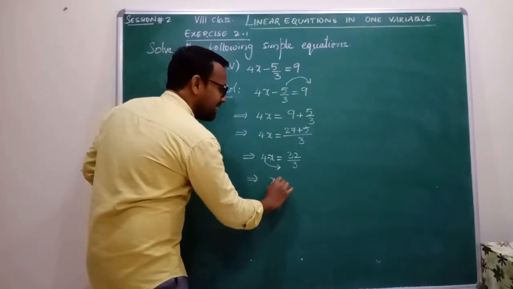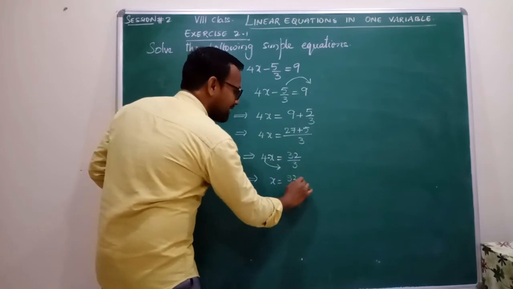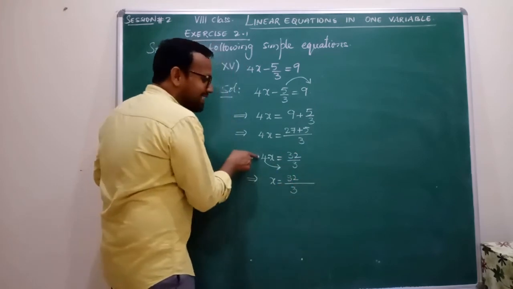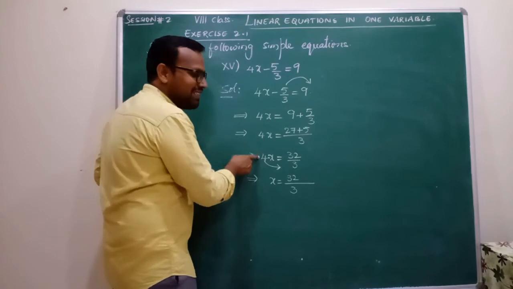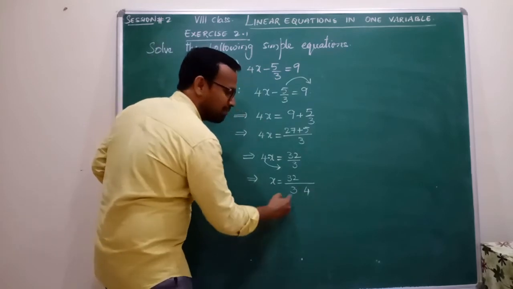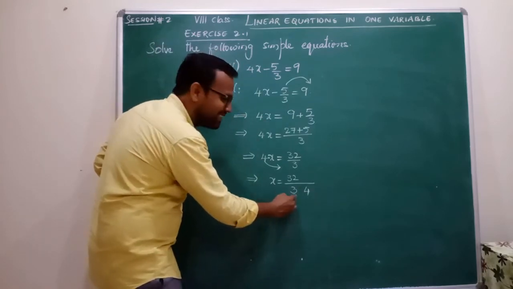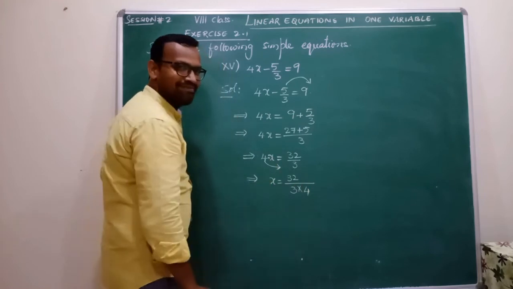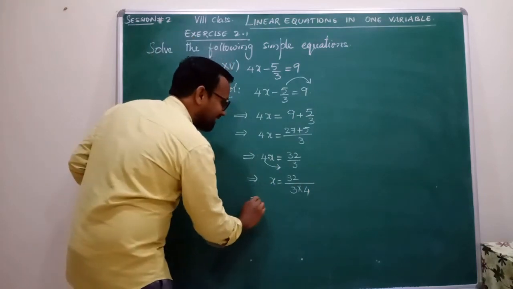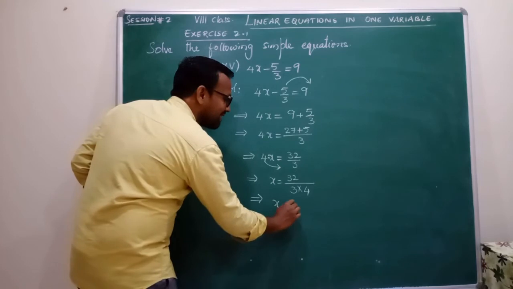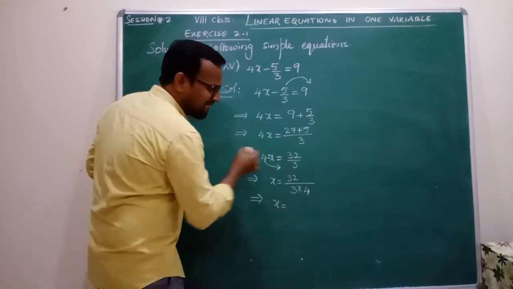So, x is equal to 32 by 3. This into 4, after transposing, it should become by 4. But already 3 is there now in the denominator. So, put into in the middle. Right? Then, x is equal to, now can we simplify here?